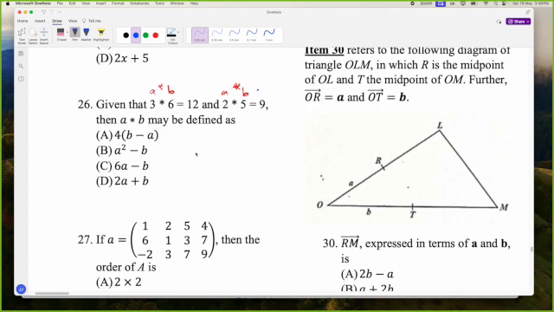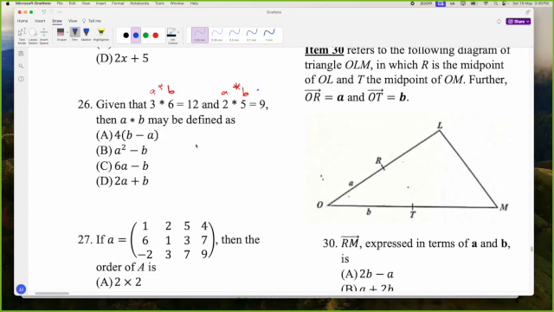Let me check the second one real quick. A squared minus B. So for the first one, A is 3 squared, and B is 6. So 3 3s are 9 minus 6 is not 12. So it's definitely not the second one.